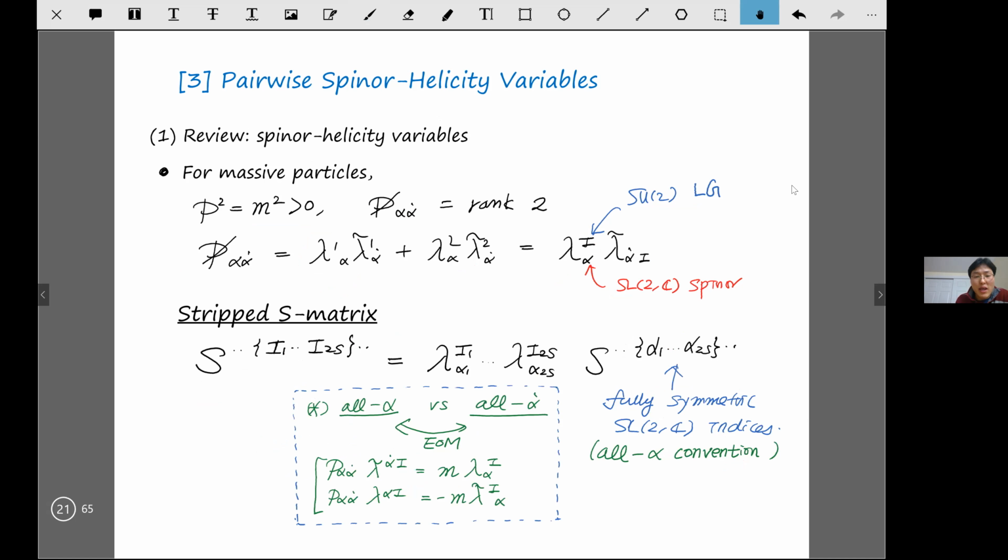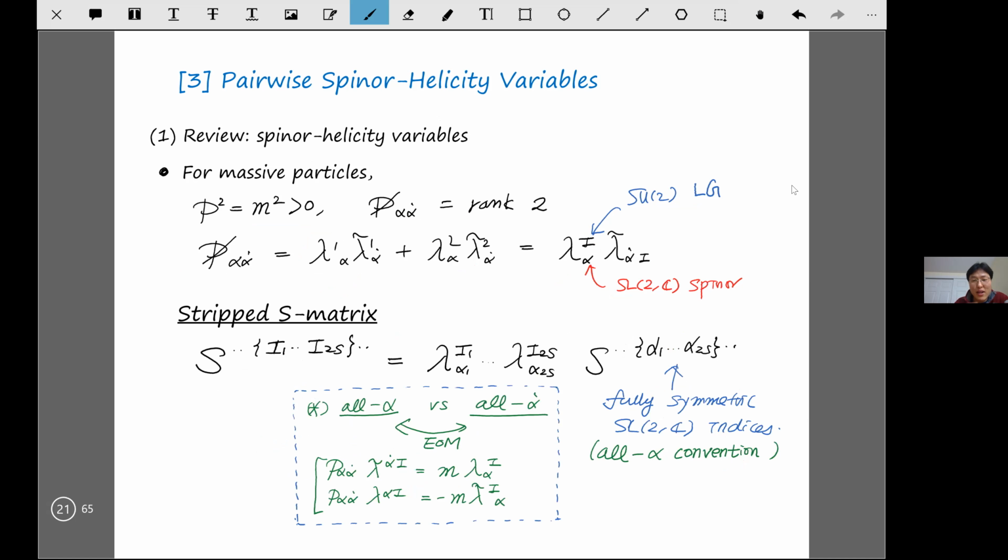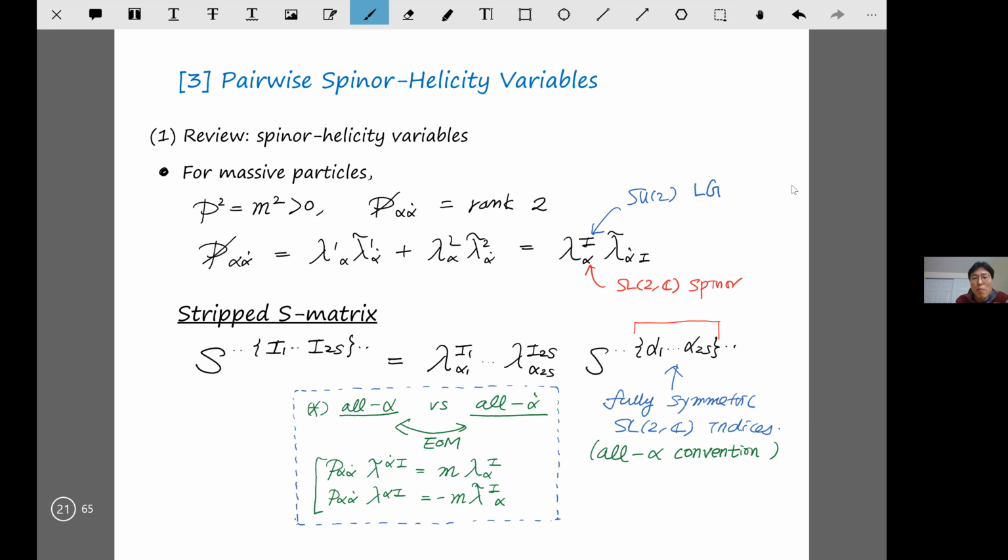All right. So then I will be using this fact often. Previously I said that the S matrix with a massive particle has fully symmetrized SU2 indices, but you can trade that for fully symmetrized SL2C indices by stripping out massive variables. Remember, the combination of this I call the massive variable. And then I can strip out 2S of them to trade between fully symmetrized SU2 indices and fully symmetrized SL2C indices. So I will call this version the stripped S matrix, which I will use most of the time.